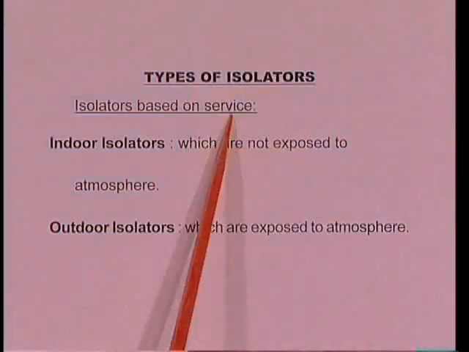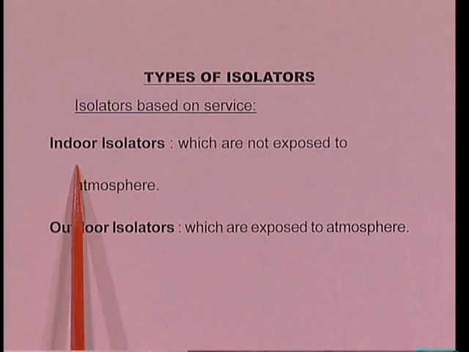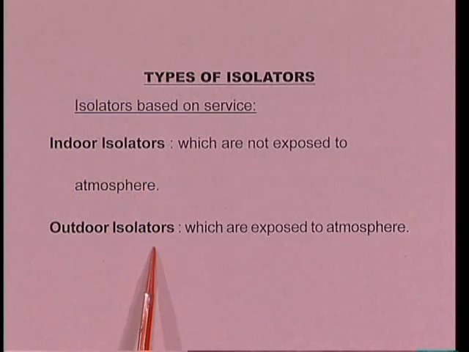Let us see what are the types of isolators based on the service. Based on the service, the isolators are divided into two types. One is the indoor isolator, the other one is the outdoor isolator. What is meant by an indoor isolator? If the isolators are mounted inside the building, not exposed to the atmosphere, then we can say it is an indoor isolator. What is meant by an outdoor isolator? If the isolators are mounted outdoors, then we can say it is an outdoor isolator.